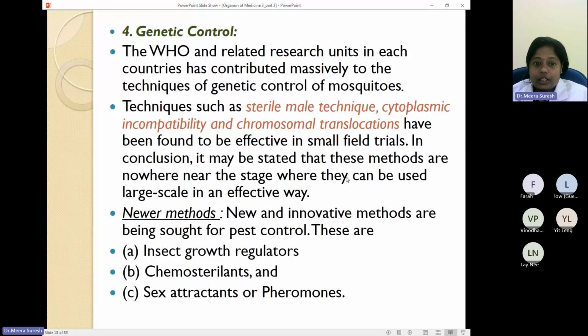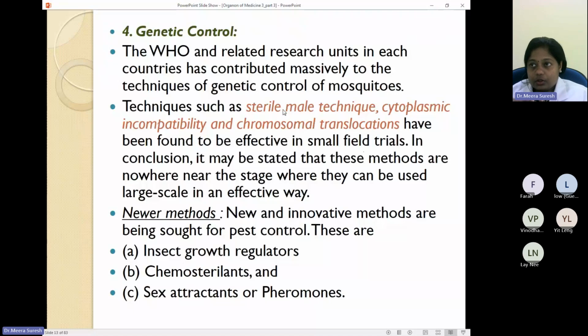So in case of genetic control, the main techniques being used are the sterile male technique, cytoplasmic incompatibility, and chromosomal translocations. These are found to be effective in small field trials, but whether they can be used on a large scale, and whether it will be feasible financially and resource-wise, we have to see in the future.